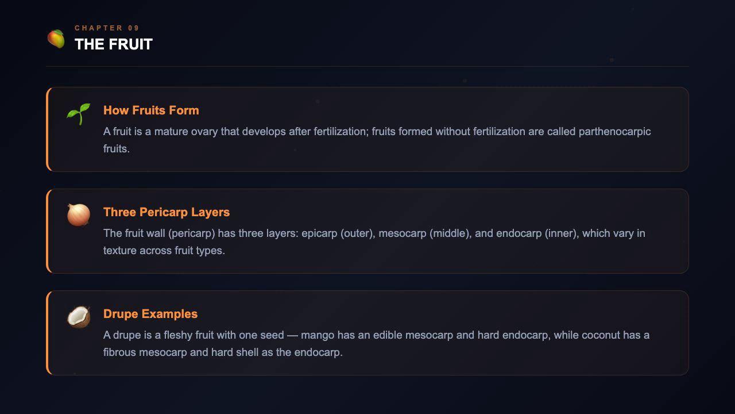A drupe is a fleshy fruit with 1 seed, like a mango or coconut. The mango has a thin epicarp, edible mesocarp, and hard endocarp protecting the seed. The coconut has a thin epicarp, fibrous mesocarp, and hard endocarp protecting the seed.